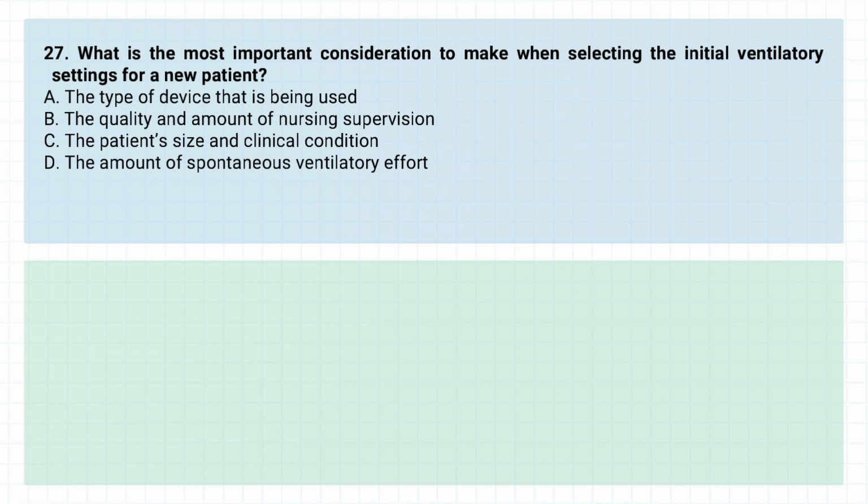Number 27. What is the most important consideration to make when selecting the initial ventilatory settings for a new patient? A. The type of device that is being used. B. The quality and amount of nursing supervision. C. The patient's size and clinical condition. D. The amount of spontaneous ventilatory effort. The correct answer is C.